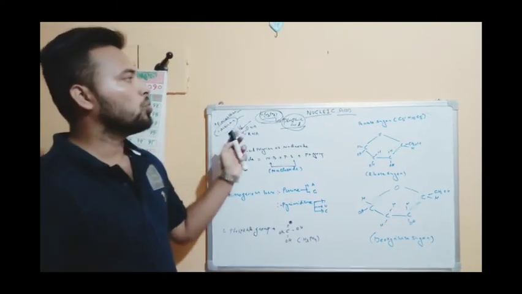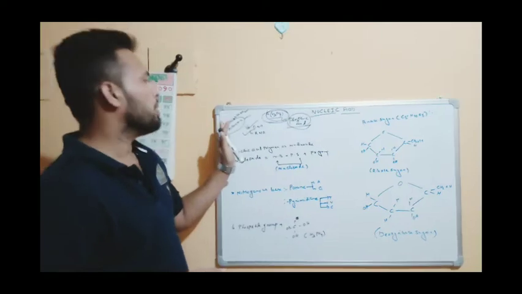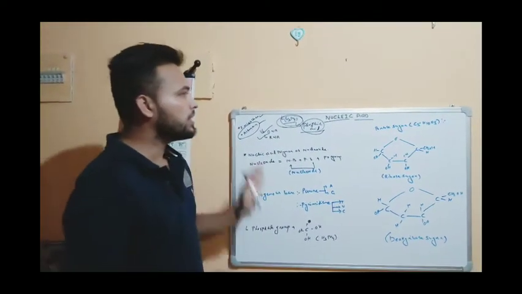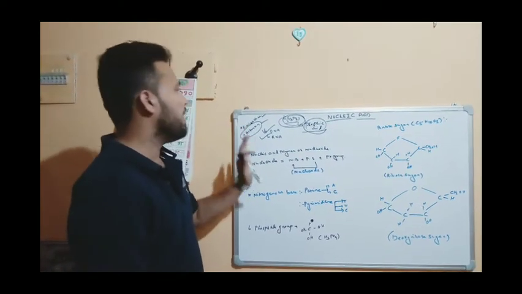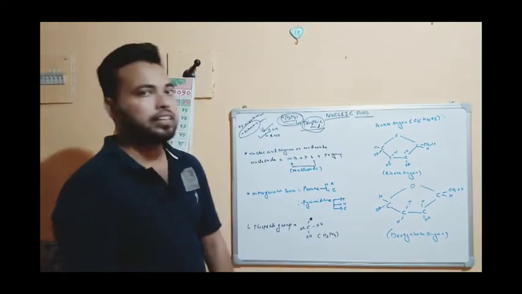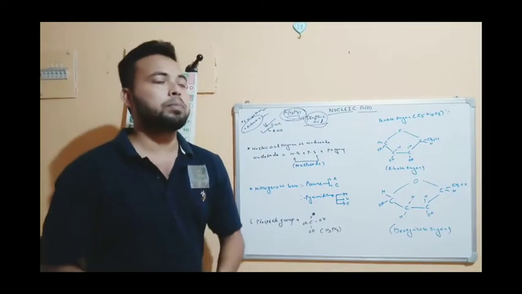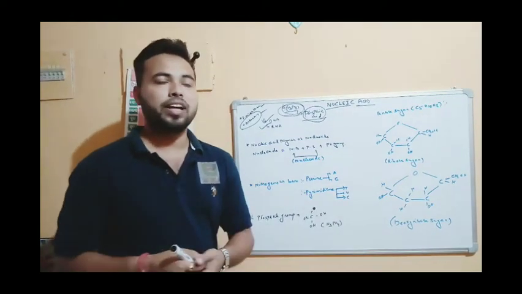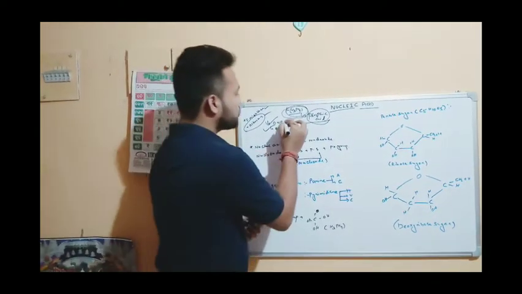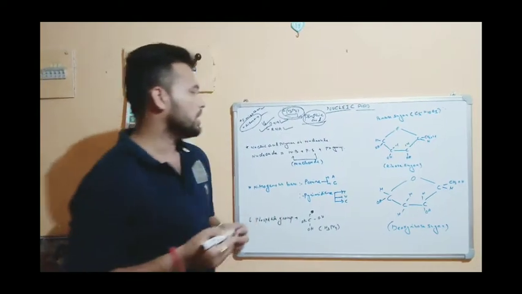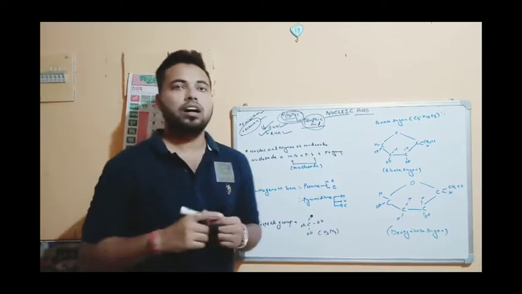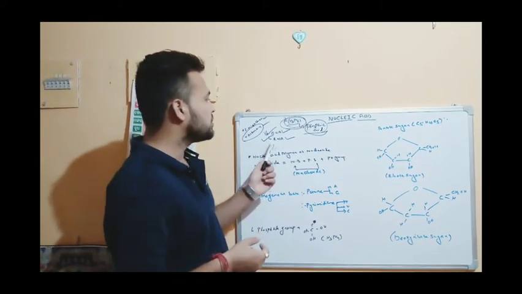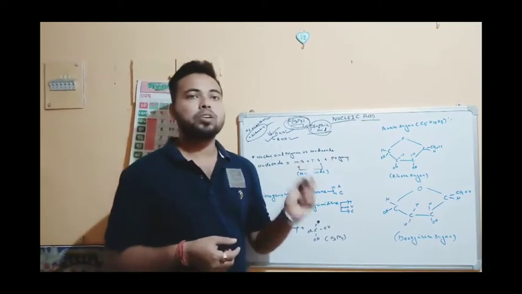Let's start with who coined the term and who discovered nucleic acid. The scientist Friedrich Miescher discovered nucleic acid, and the scientist Altmann coined the term nucleic acid. Then let's move on to the next part, which is the types of nucleic acid. There are mainly two types of nucleic acid. One is known as DNA and the other is known as RNA. DNA is otherwise known as deoxyribonucleic acid, and RNA is otherwise known as ribonucleic acid.